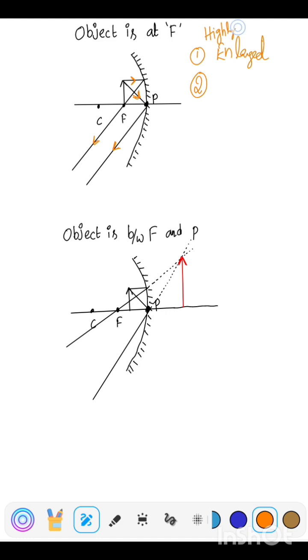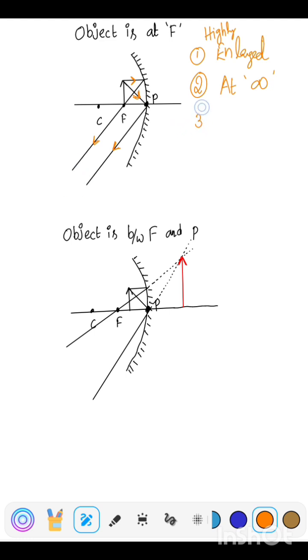That's why it is forming at infinity. Next, what is the position of the image? Position of the image is at infinity. Why is it at infinity? Here, these two reflected rays are parallel to each other. The parallel lines, we know from mathematics, never intersect each other. But in physics, we consider that the parallel lines meet at infinity. Therefore, the image will be formed at infinity.